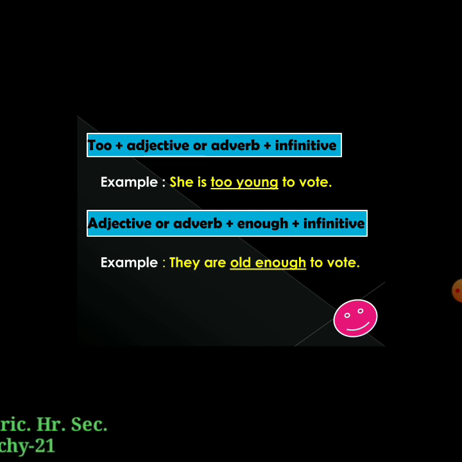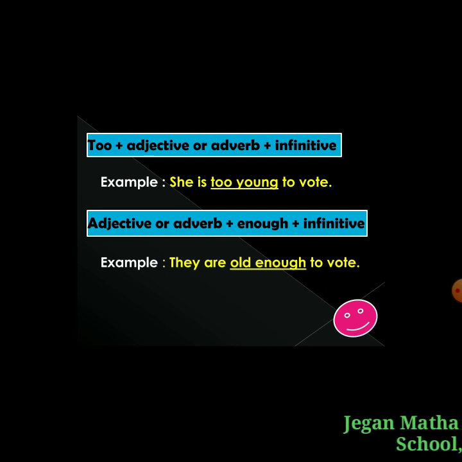For example, she is too young to vote. Here the subject is she. As per the rule, too young. Young, what is that? Adjective, that is a quality. She's too young to vote. What is the infinitive here? To vote. To, and vote is the base form of the verb.